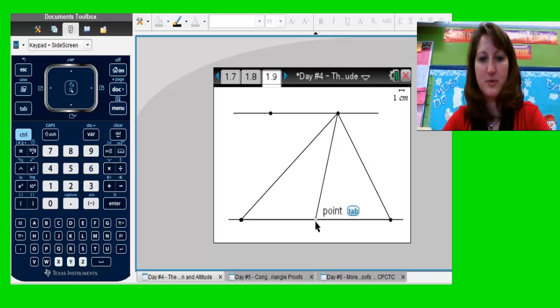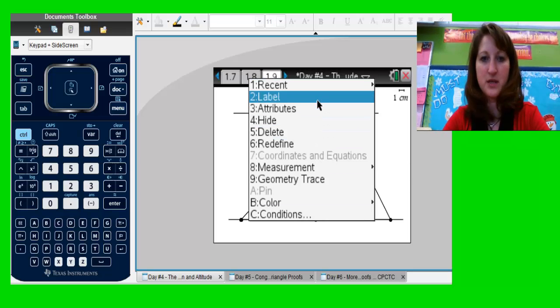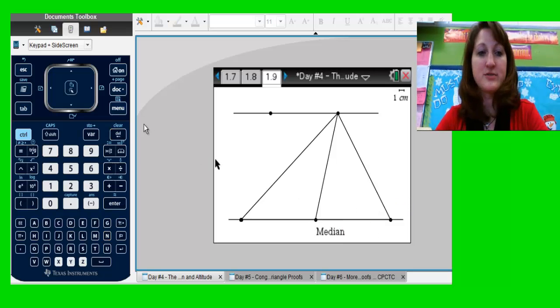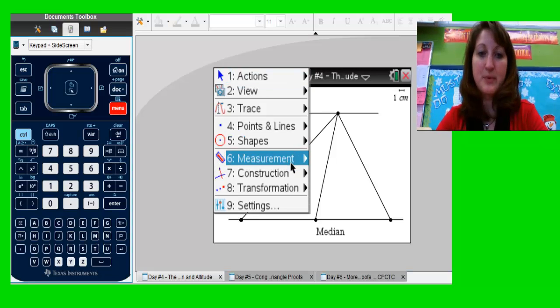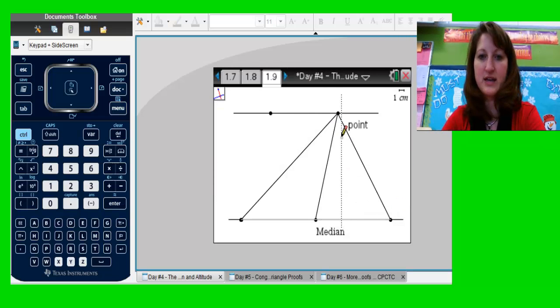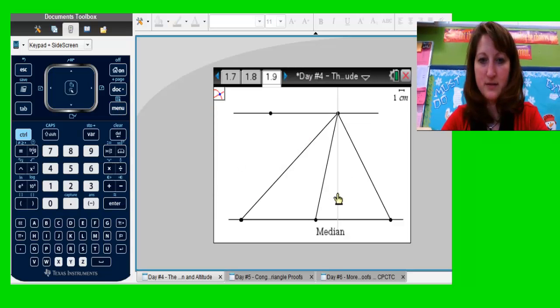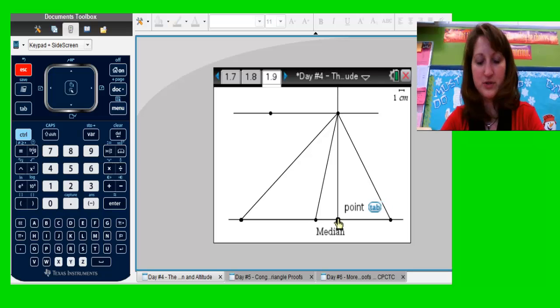What I'm going to do is make that a little bit better. I'm actually going to label this point as M. Actually, I'll just call it median. So that's the median. Then I'm going to do the altitude. So altitude is a perpendicular to this side, and I want it to go through that point. And again, I'm going to put a point down on the bottom where they meet, and I'm going to call that the altitude.